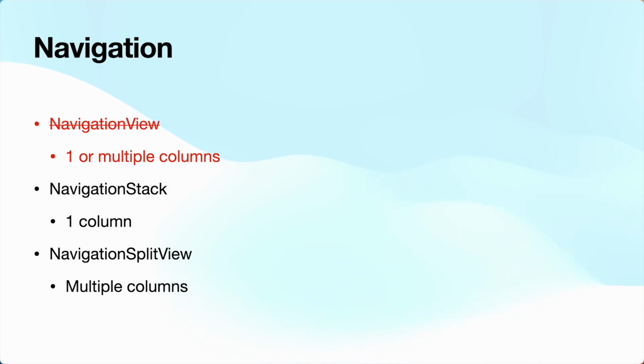So it seemed like a good idea, I'm sure at the time, for them to use one view, but in practice, it was more complicated. And so they split it out. So now we know that if we're using a navigation stack, that's always only going to be one column. And we know if we use a navigation split view, it's always going to be multiple columns.